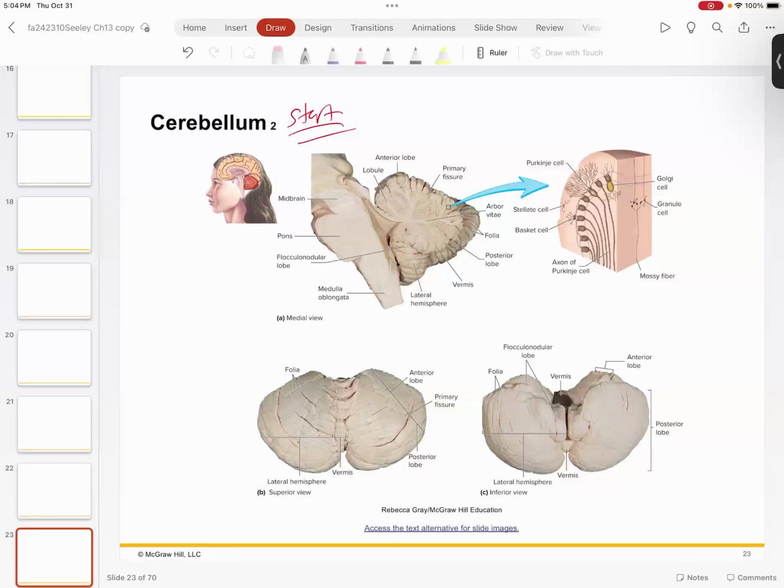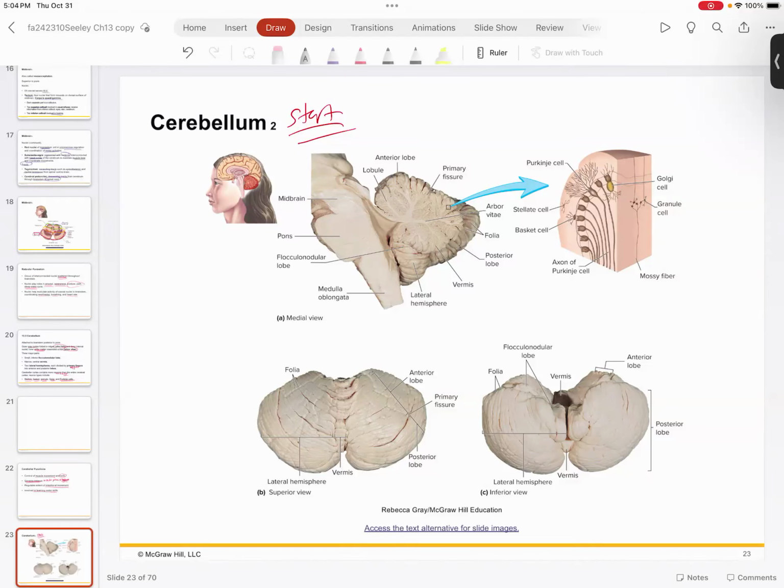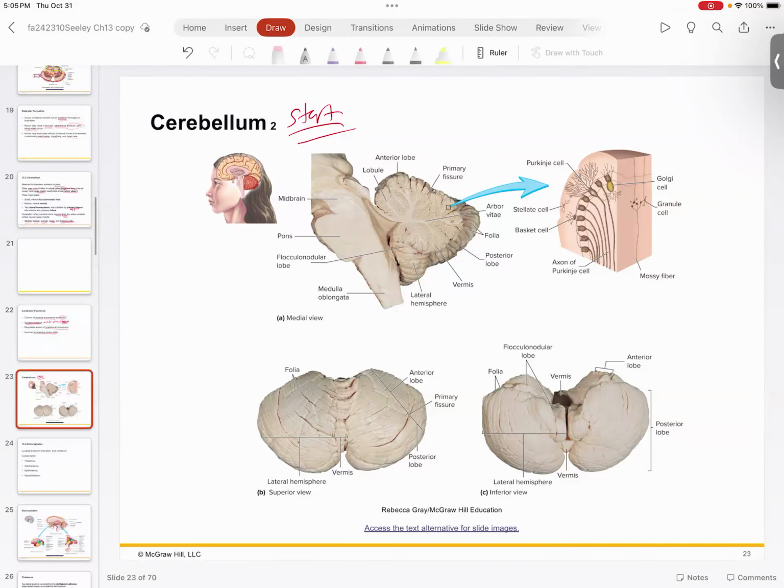Okay, so let's go ahead and pick up where we left off, working through the four main areas of the brain. We left off at the cerebellum. We already talked a little bit about the cerebellum.